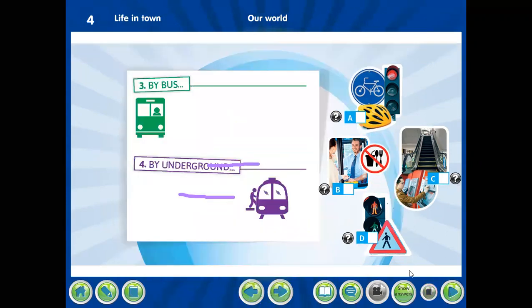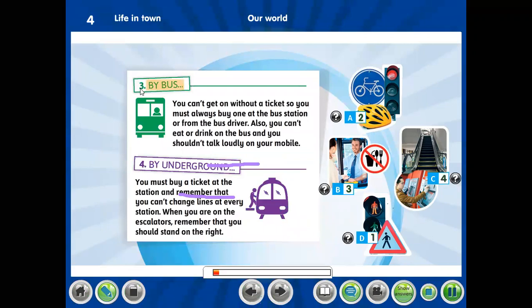Continue, listen. Three, by bus. You can't get on without a ticket, so you must always buy one at the bus station or from the bus driver. Also, you can't eat or drink on the bus, and you shouldn't talk loudly on your mobile. Four, buy underground. You must buy a ticket at the station, and remember that you can't change lines at every station. When you are on the escalators, remember that you should stand on the right.